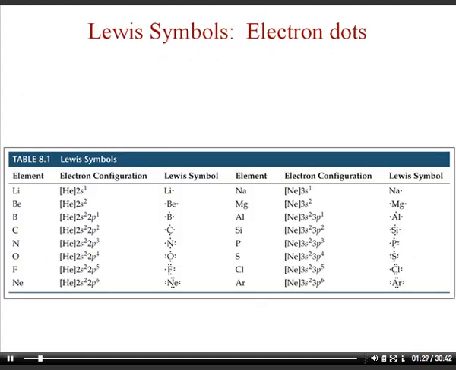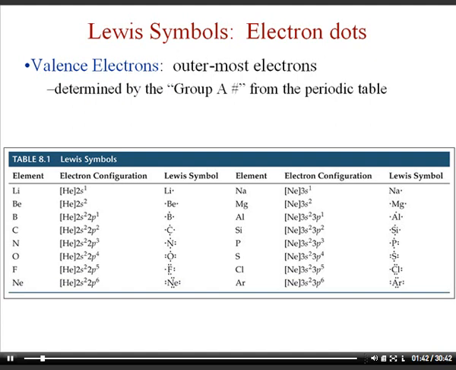On the next page we have the Lewis dot structures for the elements, and if you want to represent the electrons that are in the outermost shell, these are called valence electrons. You can just basically look at the group number on the periodic table.